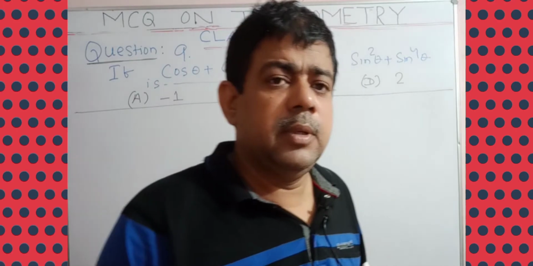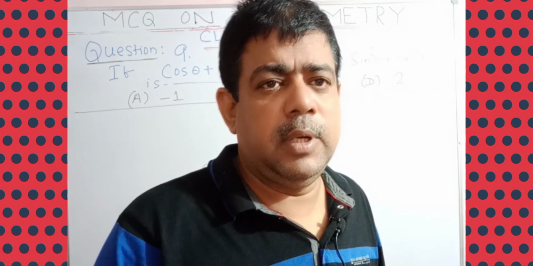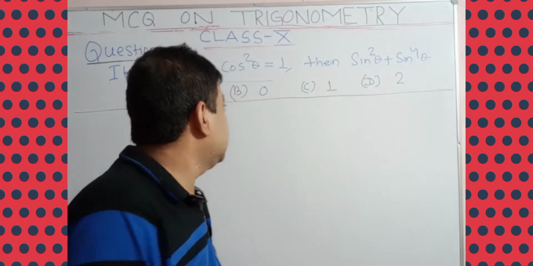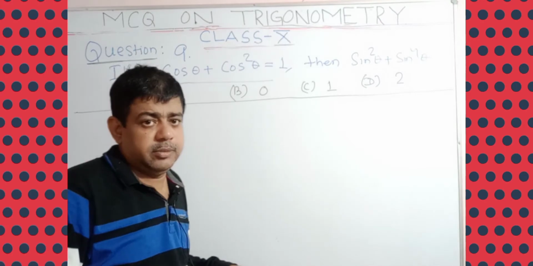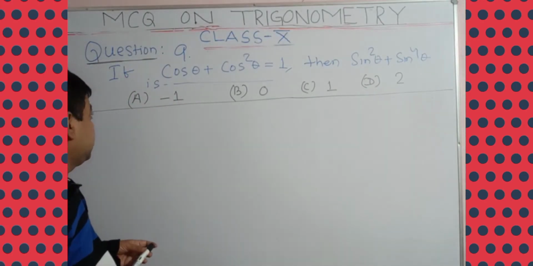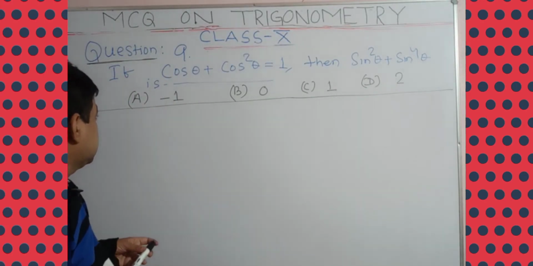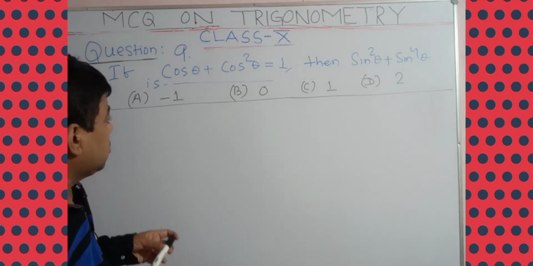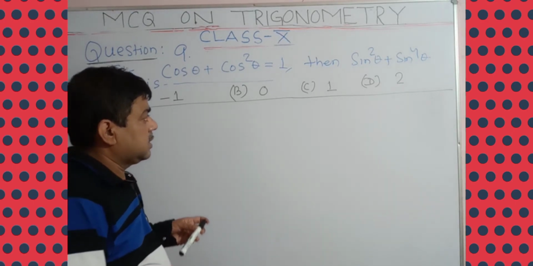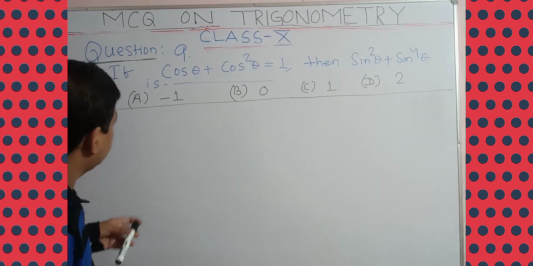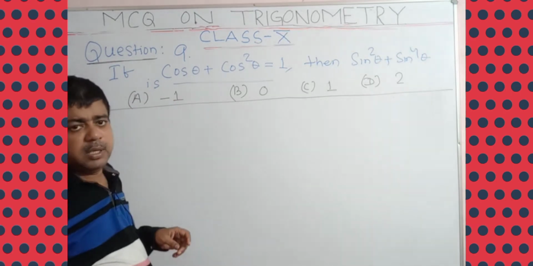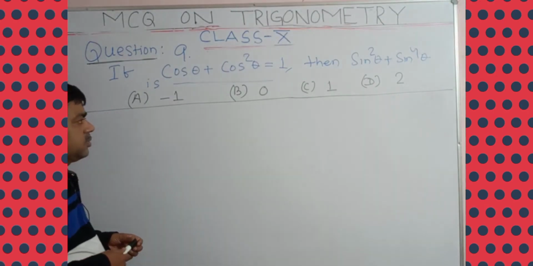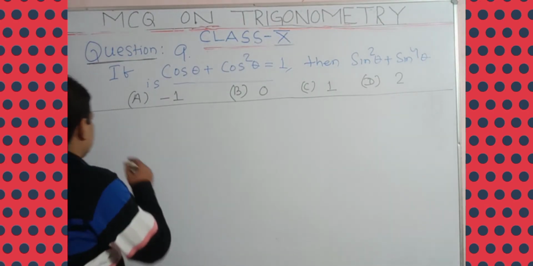So here, another simple question I am bringing for you. Question number 9, an MCQ question of your class standard 10. Here the question is: if cos theta plus cos square theta is equal to 1, then sin square theta plus sin to the power 4 theta is, okay, option A is -1, option B is 0, option C is 1, option D is 2.